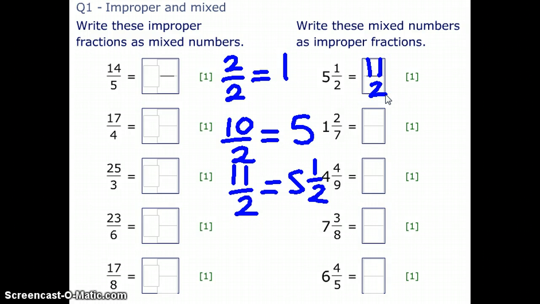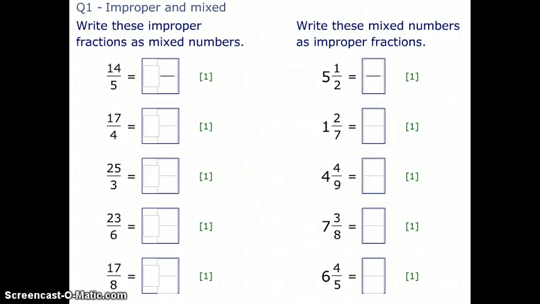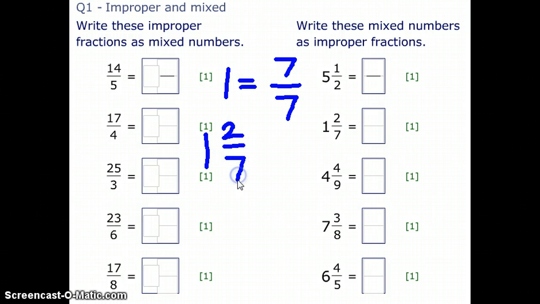Okay? Let's try another one. I've got 1 and 2/7. Well, again, we ask ourselves, how many 7ths make 1 whole? Well, it is the same. We have a whole when we have the same numerator as we have a denominator. So it's 7/7. Well, I've got 1 whole and 2/7. So that must be my 7/7 plus another 2/7. That gives me 9/7. Okay, next one.